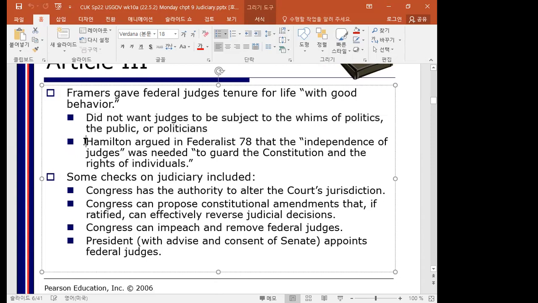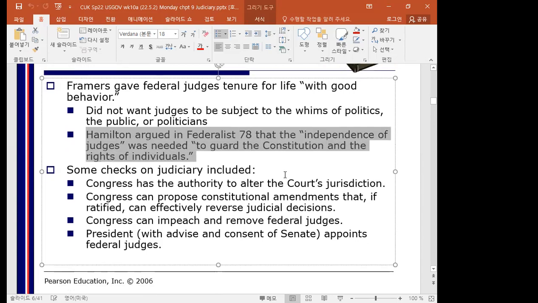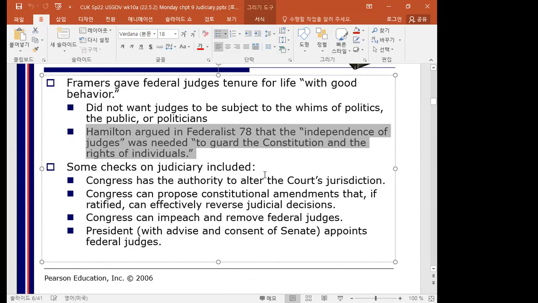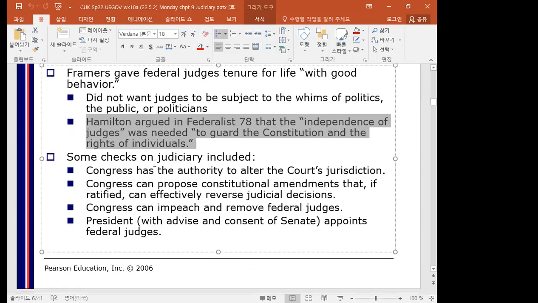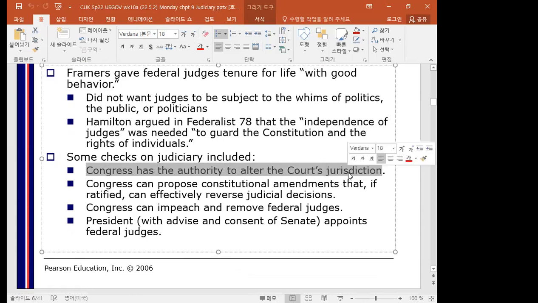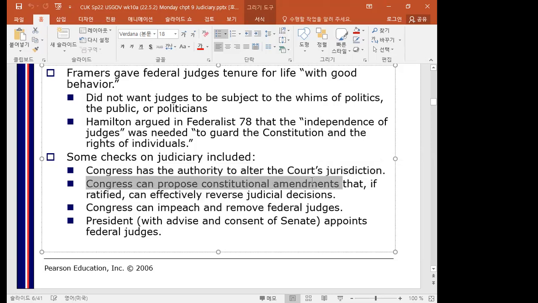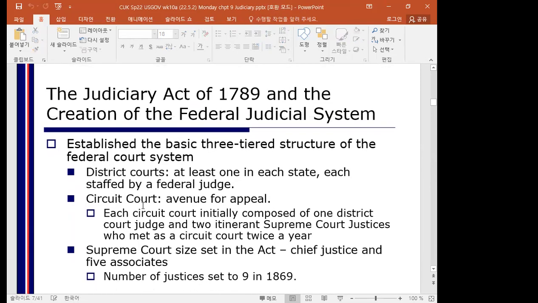Hamilton, one of the framers, argued in Federalist Paper number 78 that the independence of the judges was needed to guard the Constitution and the rights of individuals. Some checks on the judiciary included: Congress has the authority to alter the court's jurisdiction. So Congress can decide through law what kind of court cases the courts can consider and what they cannot consider. Congress can propose constitutional amendments that, if ratified, can effectively reverse judicial decisions. Congress can impeach and remove.